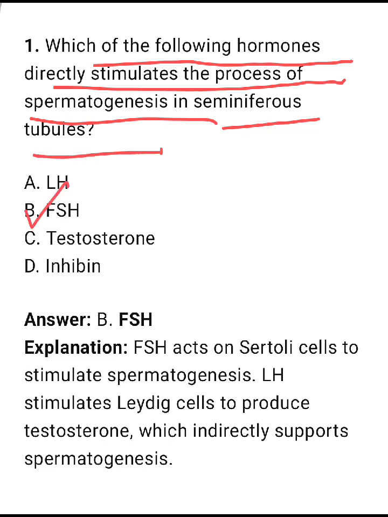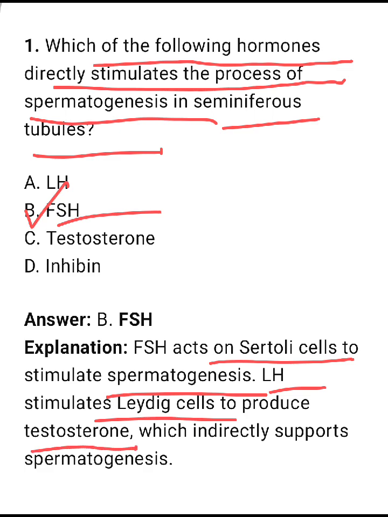So it is FSH, that is follicle stimulating hormone. FSH acts on the Sertoli cell to stimulate spermatogenesis. LH, that is luteinizing hormone, stimulates the Leydig cells, which are also called interstitial cells, to produce testosterone. This testosterone indirectly supports spermatogenesis.